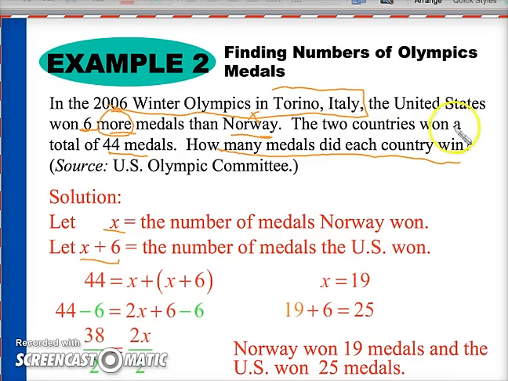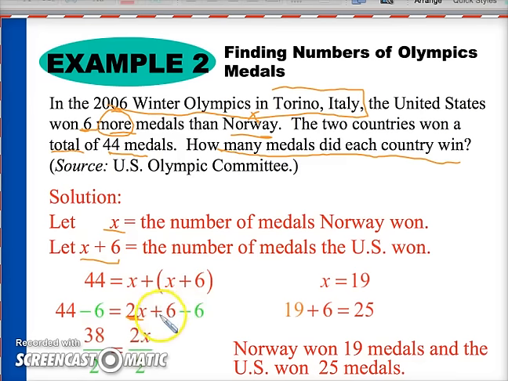The 2 countries won a total of 44, so if you're not sure what total is, you're going to go back and say, total, what does that mean? That means all together. So it equals. Okay? So that means that Norway, which is x, plus the United States, which is x plus 6, equals 44. So then all I got to do is combine my terms. So x plus x would give me 2x down here. Bring down the positive 6.